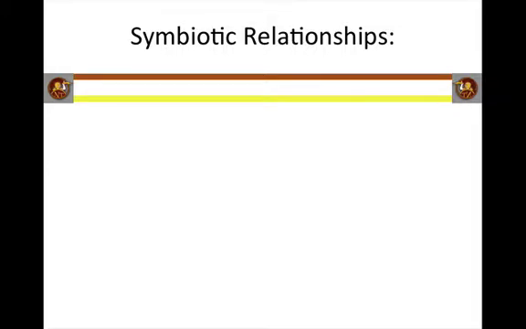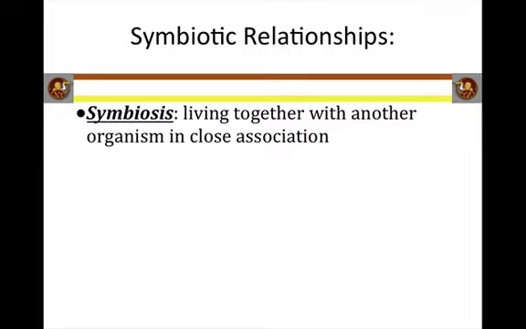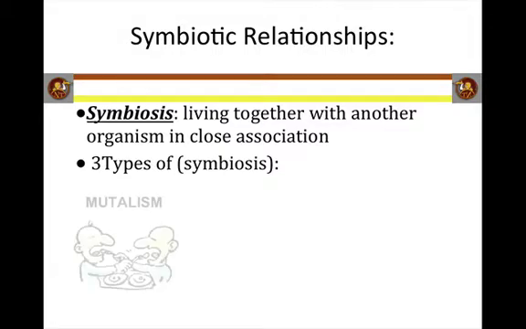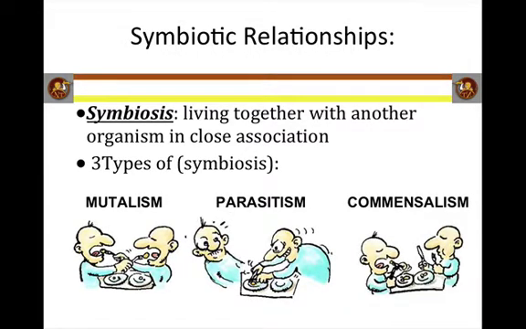Now, within nature, we have organisms that are always living in conjunction with one another, some kind of relationship. And there are three kinds of relationships. These relationships are called symbiotic relationships. Symbiosis means living together with another organism in close association. So, three types of symbiosis. The first one is mutualism. The second one is parasitism. And the third is commensalism.